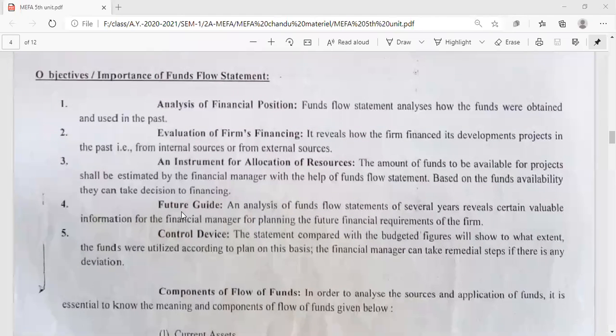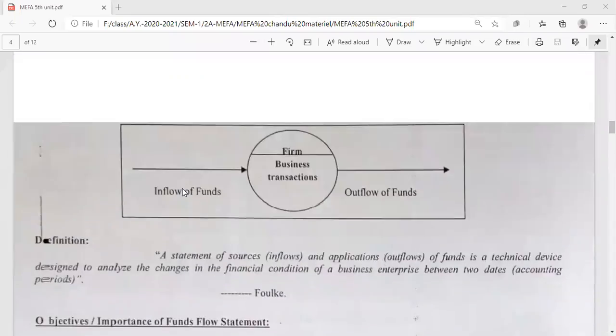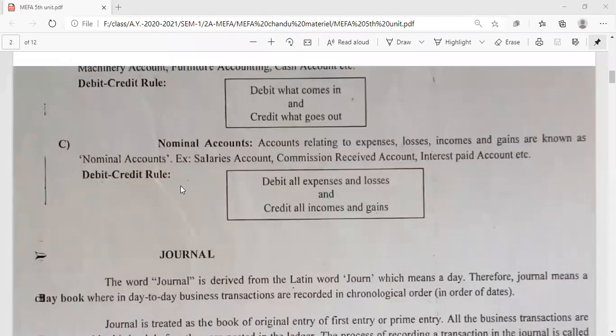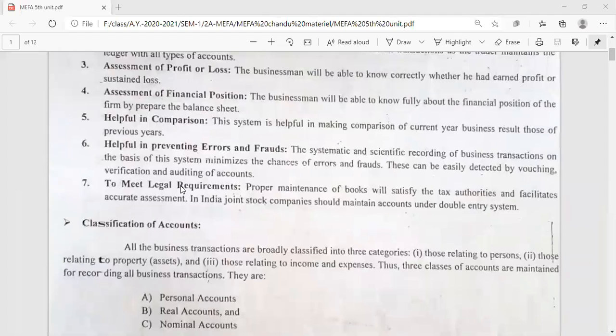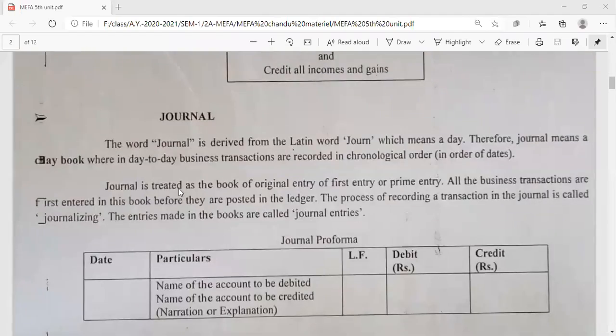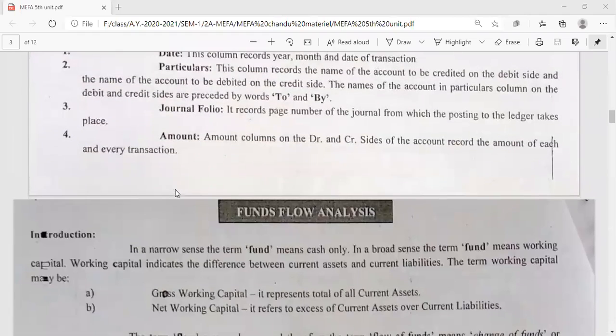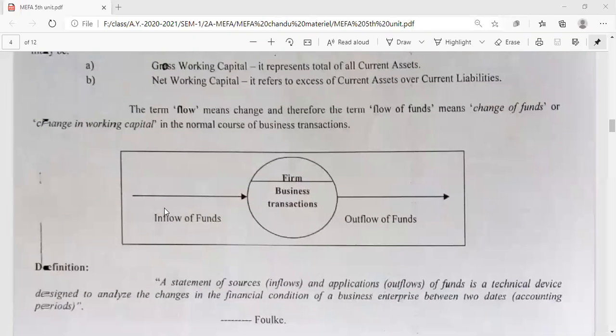In the next class, we'll see the objectives and importance of the fund flow statements. So far we have seen the double entry system, classification of accounts, and ledgering, how to ledger, and the basic definitions of fund flow analysis. We'll have a detailed explanation and analysis of fund flow in the next class.